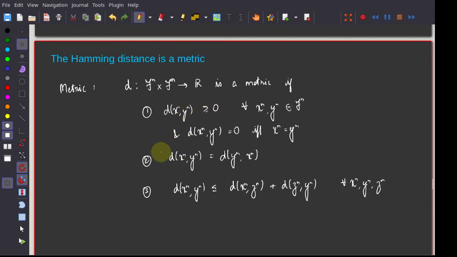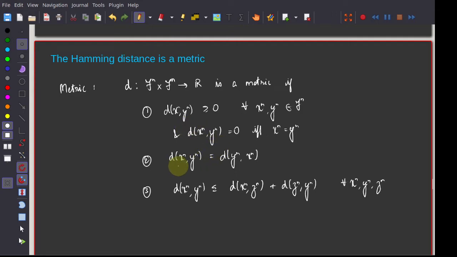So let's think about our Euclidean distance, right? What can you say about the Euclidean distance? It's always non-negative, greater than or equal to 0. It is equal to 0 only if the two points coincide. So that's property number 1, and that is what we want any distance function to be. It should be greater than or equal to 0, and equal to 0 if and only if the two points are exactly the same.